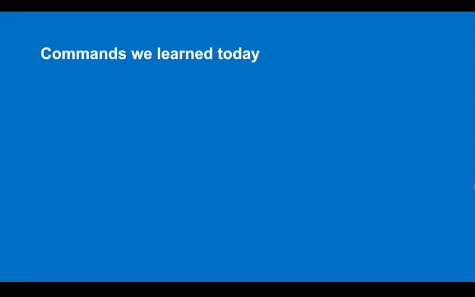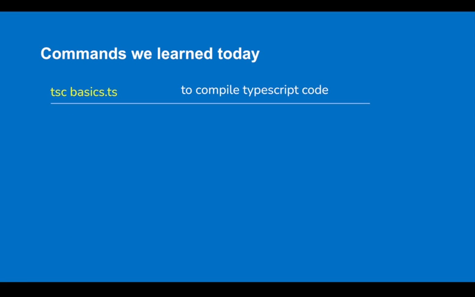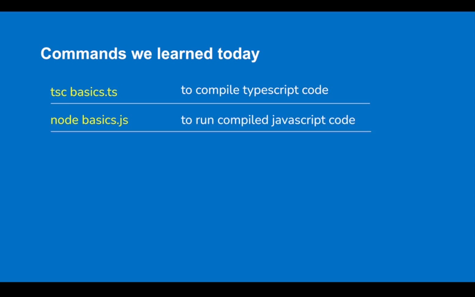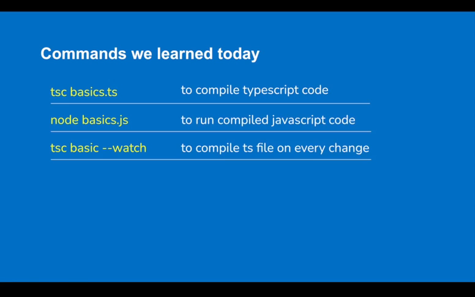So these are the 9 steps, and in this session the important commands that we learned were tsc and the file name, the TypeScript file name. This is to compile the TypeScript code. Node and the compiled JavaScript file name to run the compiled JavaScript code, and then tsc and the file name and hyphen watch to compile the TypeScript file on every change.